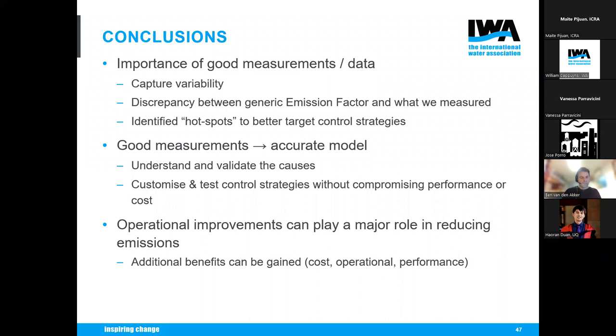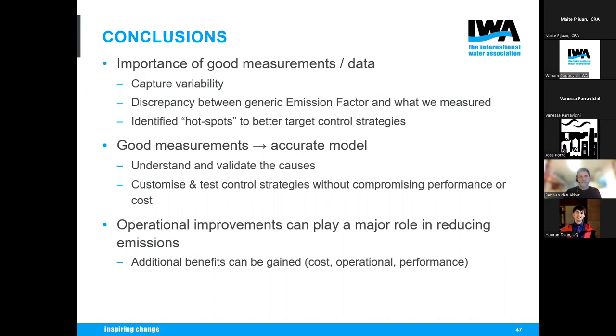It really does require the need to capture variability. So in order to have good measurements and good data, it's important to capture variability. We've showed examples where there is pronounced variability in N2O emissions along our reactors. And in doing this, we found that there is a large discrepancy between the use of a generic emission factor versus what we actually went out and measured.